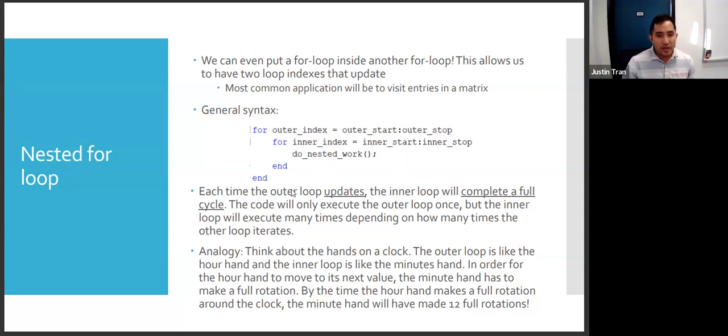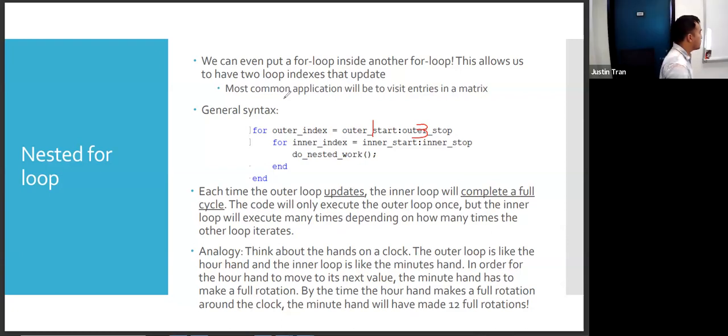The way to interpret this is that each time the outer loop updates, each time it goes to the next iteration, the inner loop will complete a full cycle. Let me put some numbers here. Let's say the outer loop is going to repeat 3 times, whereas the inner loop repeats 4 times. So outer loop 3 times, inner loop 4 times.